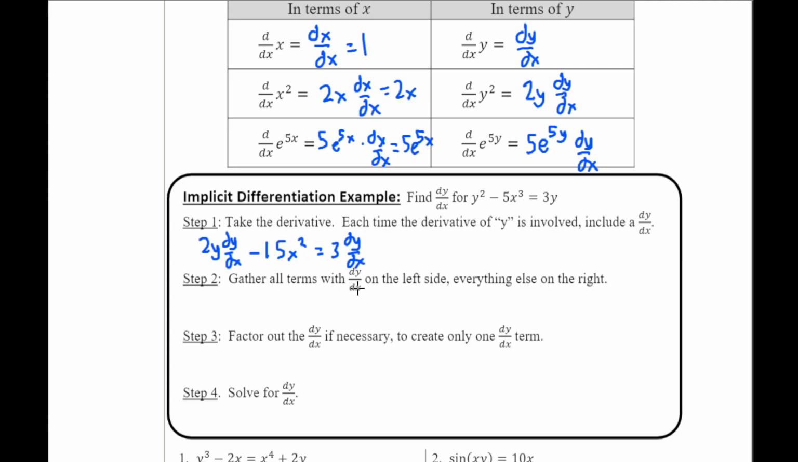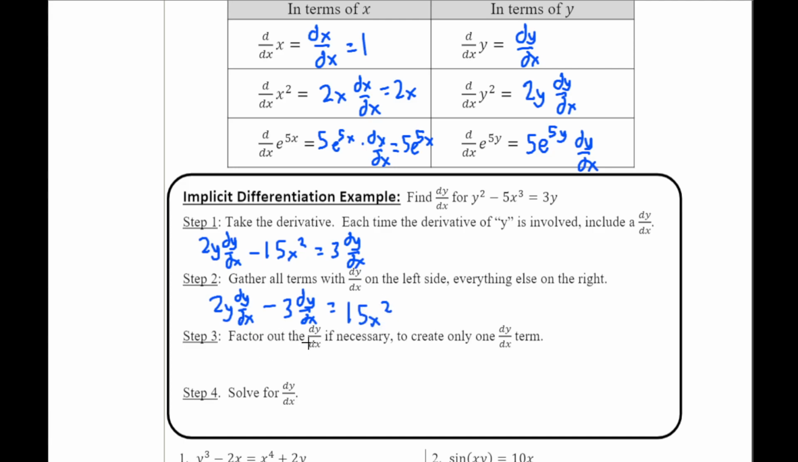Gather all terms with dy dx on the left side, everything else on the right. This is similar to algebra 1 and algebra 2, when you're isolating a variable. You're doing the same thing here, but you're just isolating the dy dx's and getting everything else on the other side. So we can leave the 2y dy dx here, subtract this over, minus 3 dy dx, bring the negative 15x squared over, that becomes a positive 15x squared.